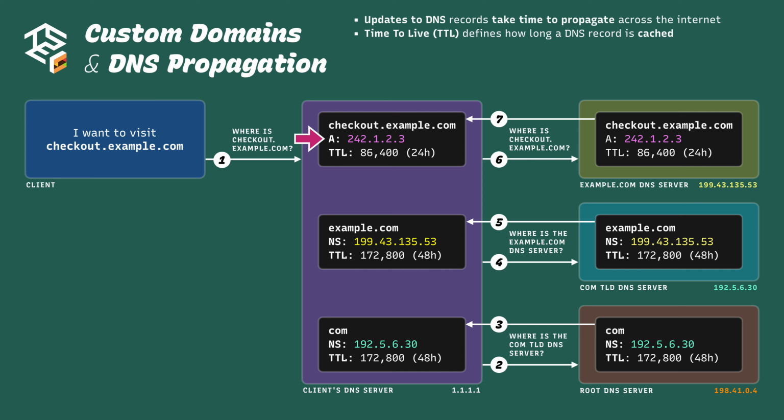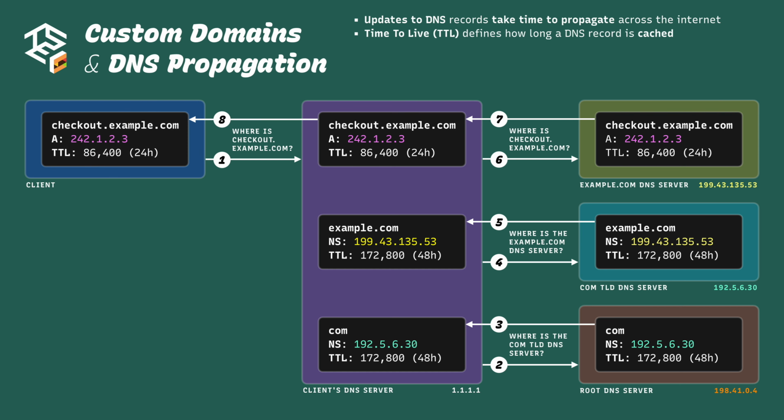The previous records were of type NS and provided IP addresses for other DNS servers, but A records provide the IP address of a domain name. Now we have what we want, and our DNS server can answer the original query from the client by replying with the type A DNS record. At this point, the client can use the IP address to communicate with the server hosting checkout.example.com.